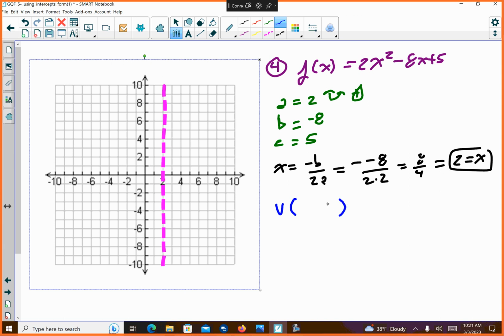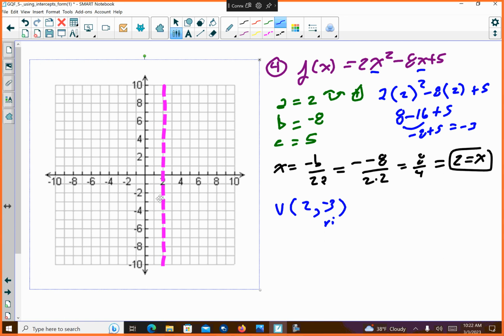What do I know about the vertex? The vertex lives on that pink line. I get it. But what's definitely a value I know right now of the vertex? 2. And then I'm going to plug that 2 into these up here. Where the parentheses are is where x used to live. Now 2 is going to live there. So 2 squared is 4. 4 times 2 is 8. Negative 8 times 2 is negative 16 plus 5. Do the math. That's negative 8 plus 5 gives me negative 3, I believe. So 2, negative 3. Vertex.